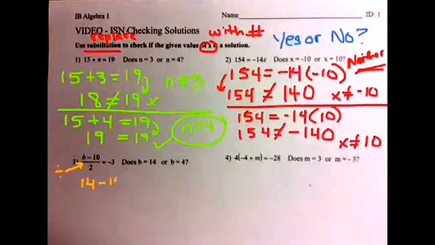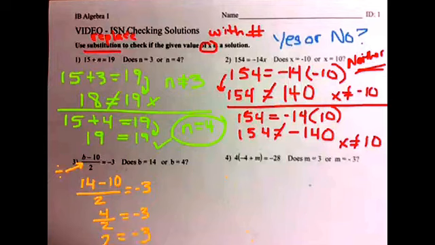14 minus 10 divided by 2 equals negative 3. 14 minus 10 is 4. 4 divided by 2 equals negative 3. 4 divided by 2 is 2. 2 equals negative 3. Wait a minute, those don't actually equal each other, so 2 is not equal to negative 3. And that means b does not equal 14. So I gotta try b equals 4.